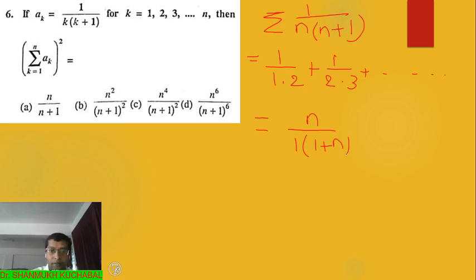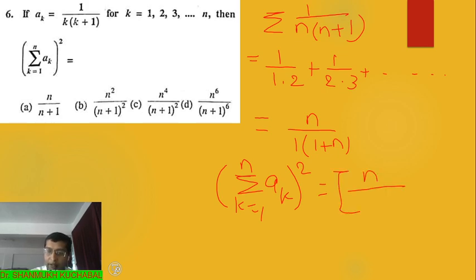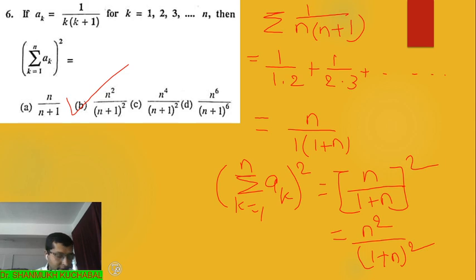There will be an increment in the value, we can write like this. Now we'll take summation k equal to 1 to n of a k square. This is the first term, and it's a square, so it is n divided by 1 plus n whole square. So we get the solution as n square divided by 1 plus n whole square. So option B, n square divided by n plus 1 whole square is the right answer.